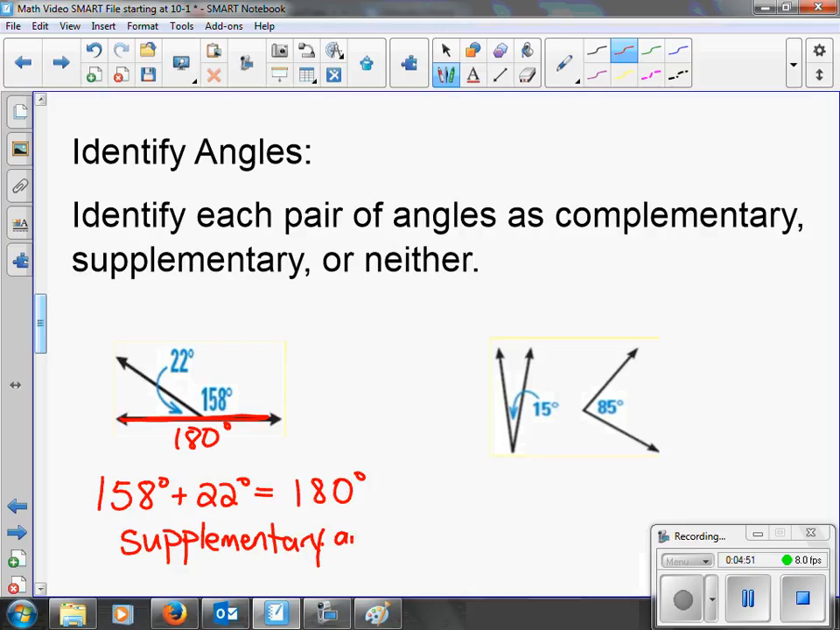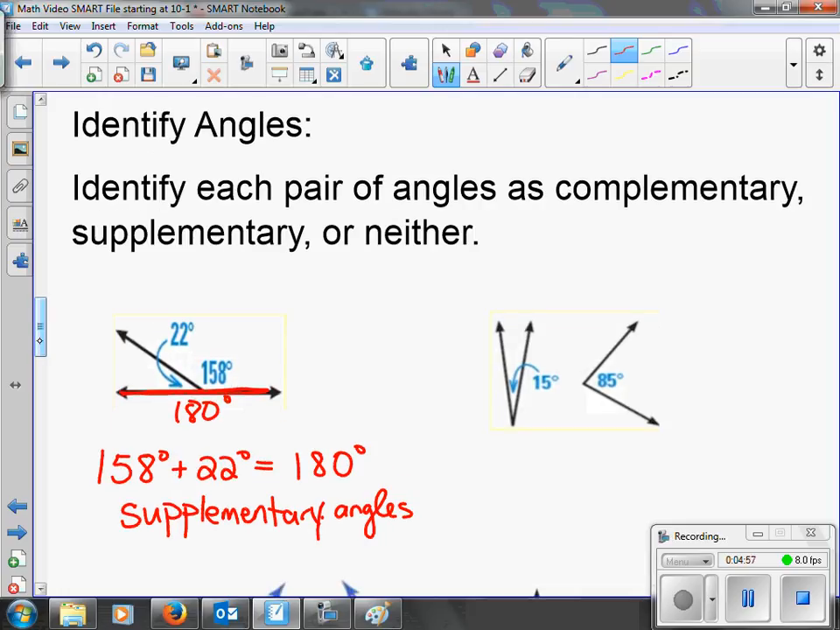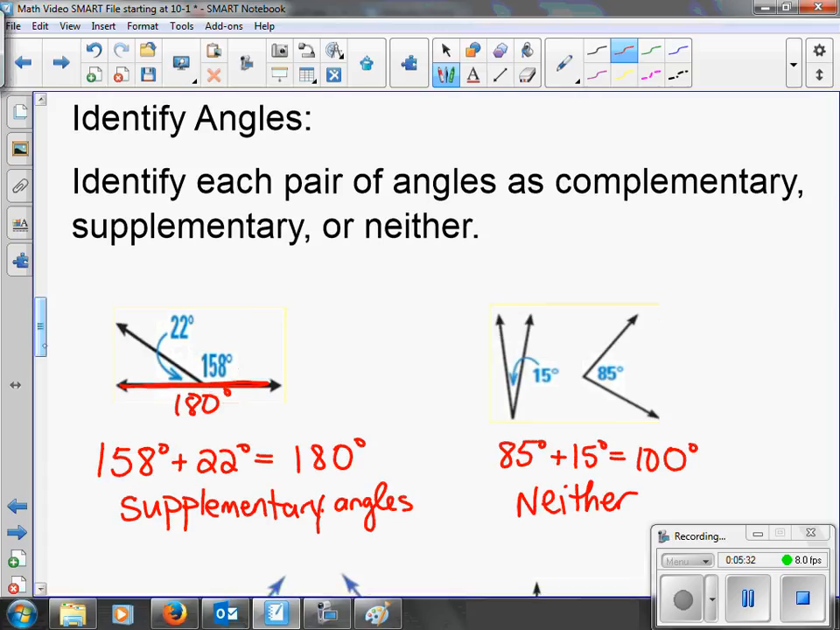Okay, and then this one over here is not neatly matched together, but let's see. I have 85 degrees plus 15 degrees. Does that give me either 90 or 180? I'm only looking for those two. It has to equal 90 or 180 to be one of these categories. Well, 5 and 5 is 10. You have 8 and 1 is 9. This equals 100 degrees, so that's neither. It doesn't add up to be complementary, which is 90, or supplementary, which is 180. So they are neither of those two categories.